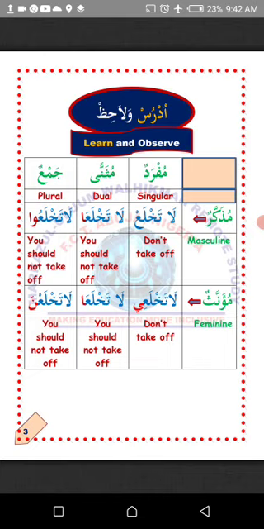So if there are more than two, all you need to do is to attach wawun to the last letter of the verb la takhla'. Remember, once wawun is attached, the letter before it must take dhamma, as we know that wawun is the mother of dhamma in Arabic. So the verb la takhla' will now become la takhla'u, which means you should not take off, commanding a group of male persons.